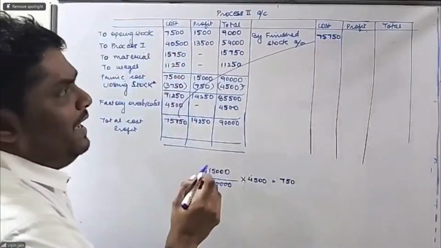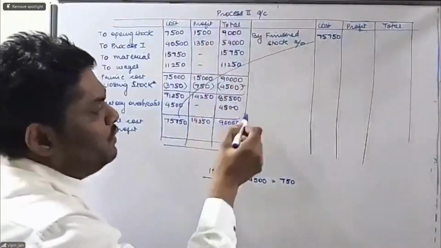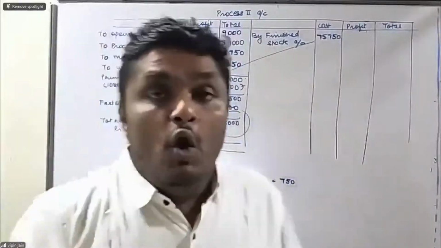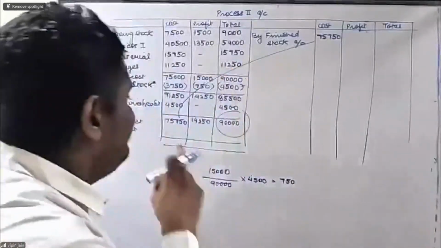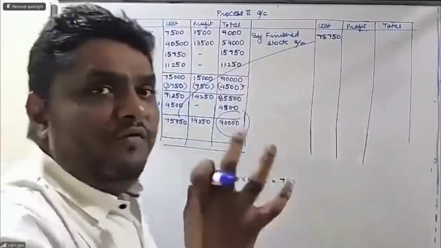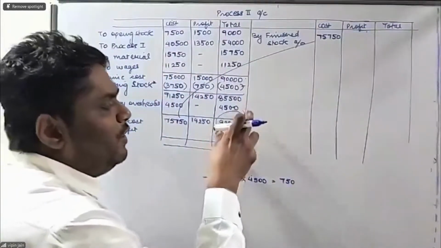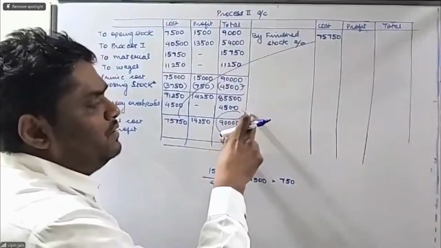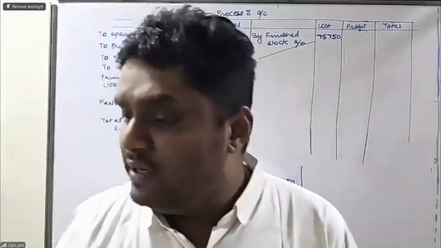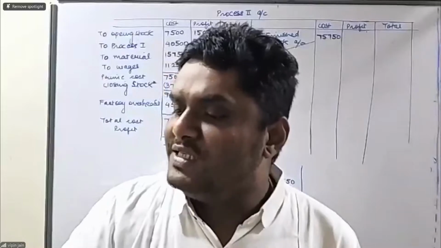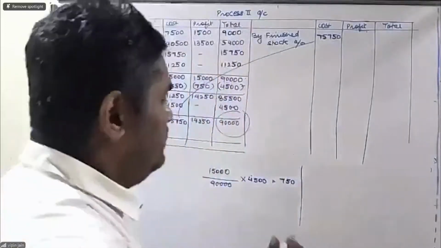Now, very important, guys, for process second, the total cost is 90,000 only. The overall cost of the company till now is 75,750. But for process second, still now they have not charged any profit. For them, the cost will be 90,000. So herein, it is given that the output of process second is transferred to finished stock at 20% profit on transfer price.